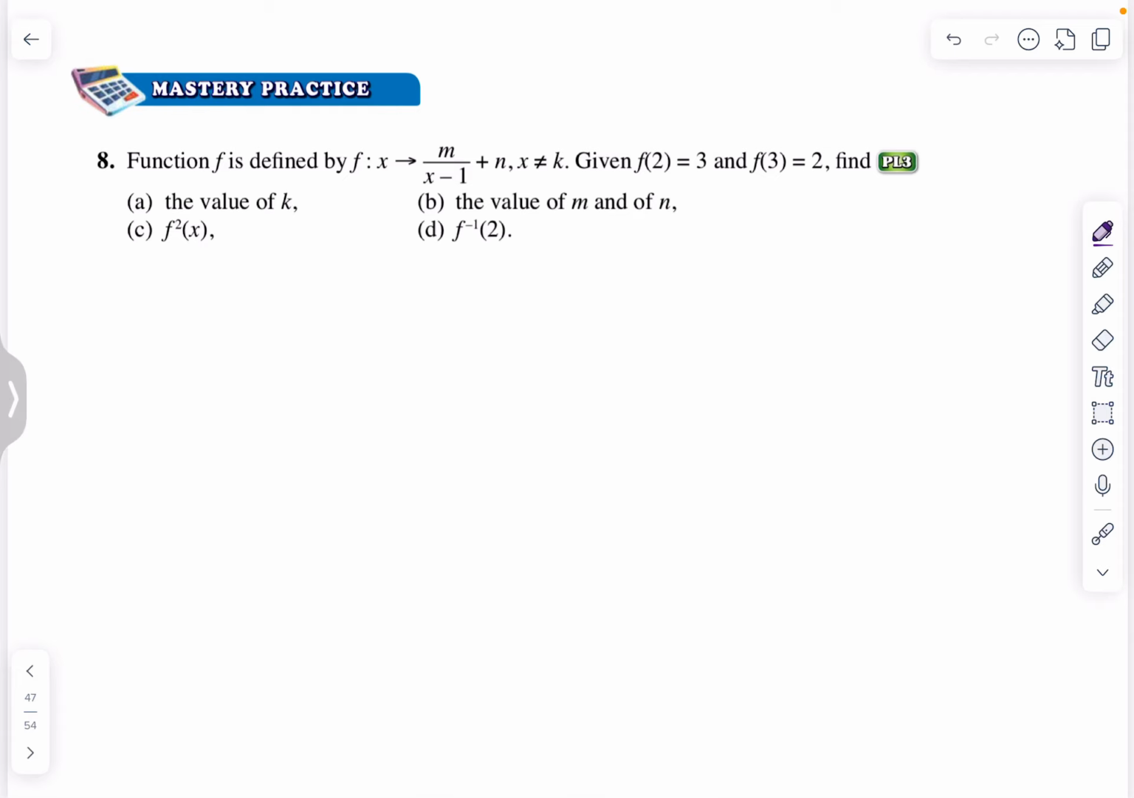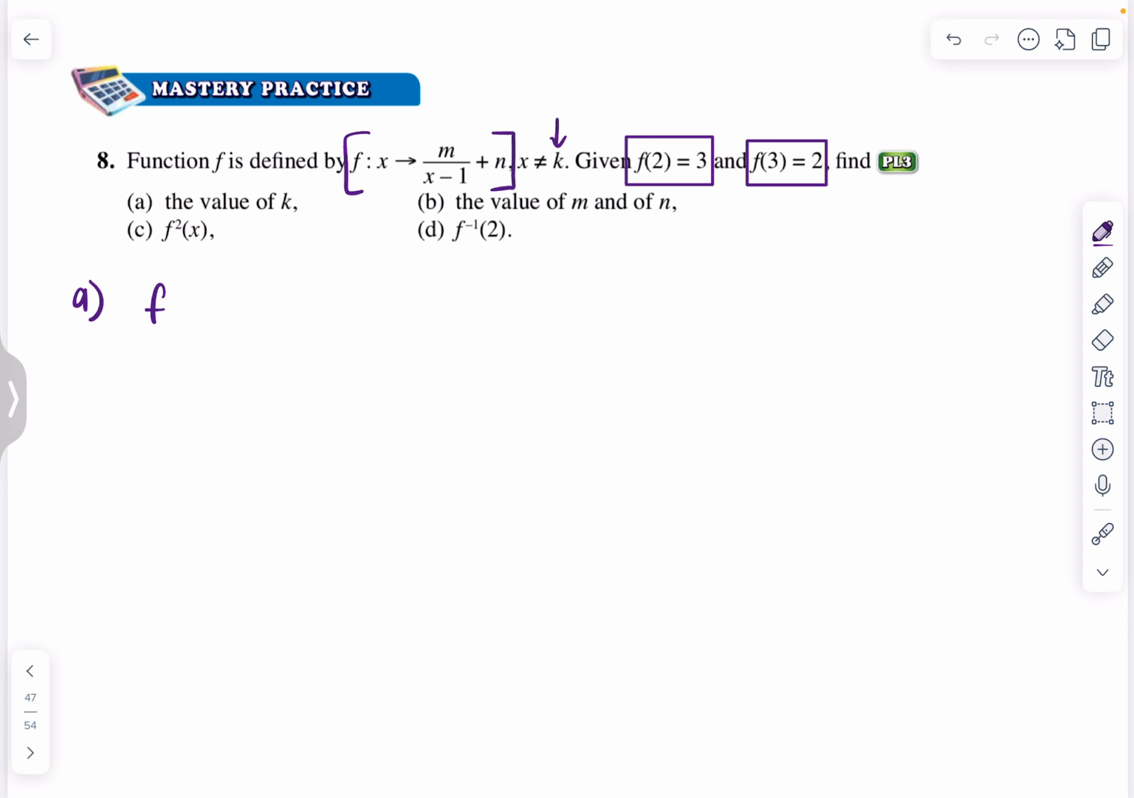Question 8. Function f is defined by this. Given f(2) is 3 and f(3) is 2. Find the value of k. Alright, so k is here. k is what x cannot be.